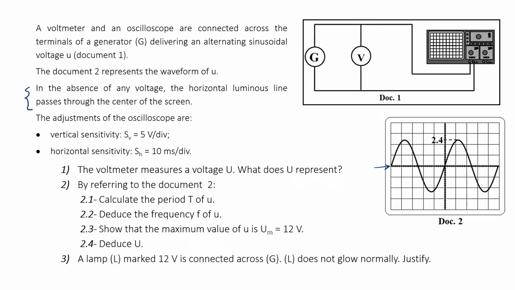So passing to questions, the voltmeter measures the voltage capital U. What does U represent? Then, by referring to document 2, which is the second figure, calculate the period T, deduce the frequency, show that the maximum voltage is 12 volts, and then deduce U. A lamp marked 12 volts is connected across G. L does not glow normally. Why? Justify.